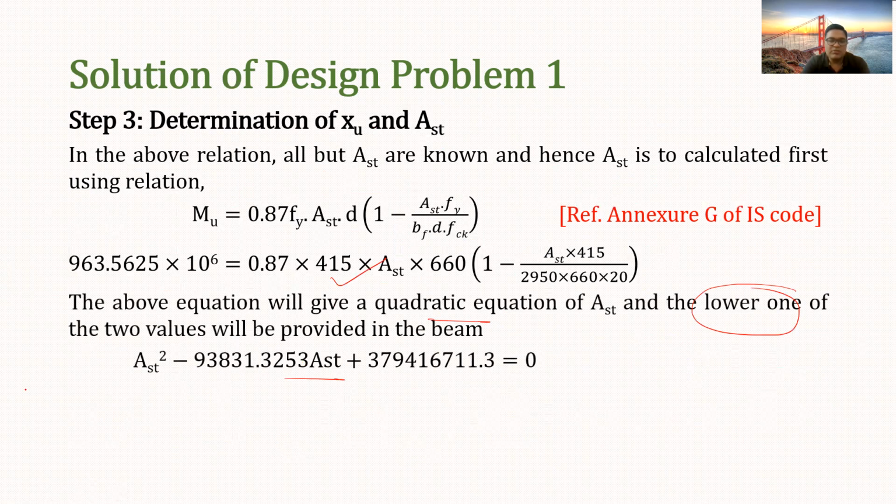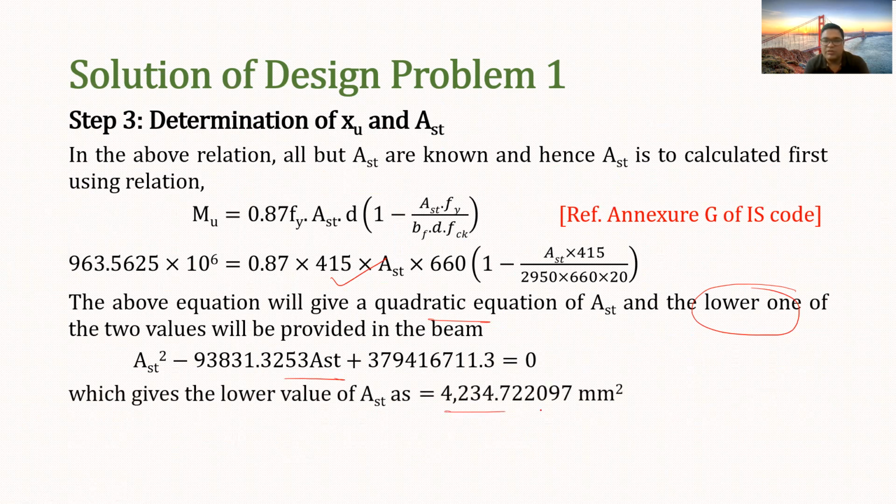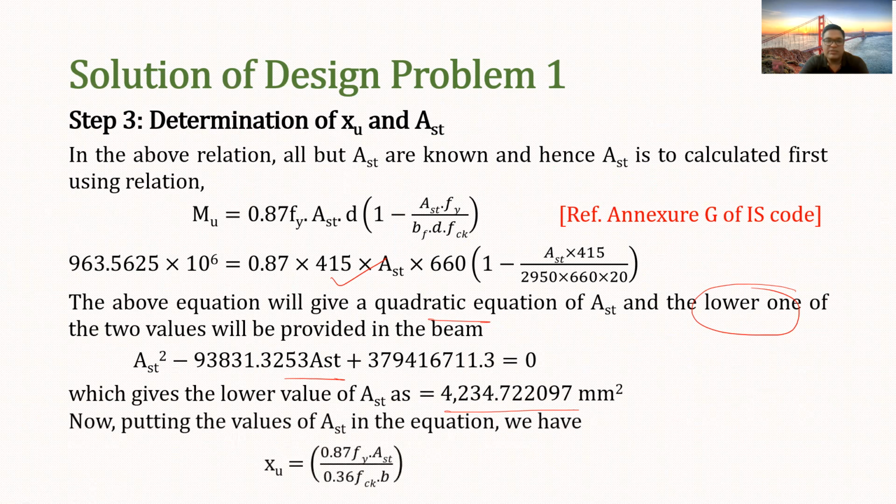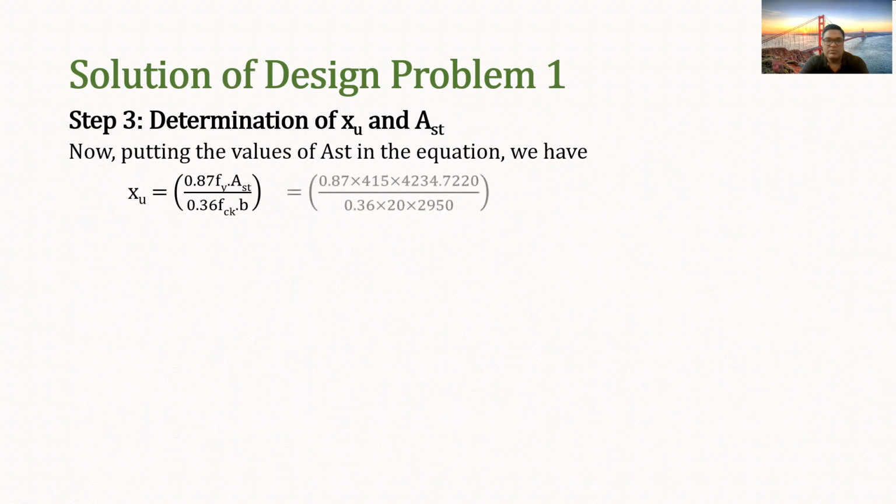Solving this quadratic equation, we get the value of AST as 4234.722097. Now we will put this value of AST in the equation of XU. Putting all the values, we get the value of XU as 71.98. Now you can see that we have assumed that the neutral axis will lie in the flange, and our assumption is correct because the value of XU is less than DF, which means the area of steel we have calculated is correct.